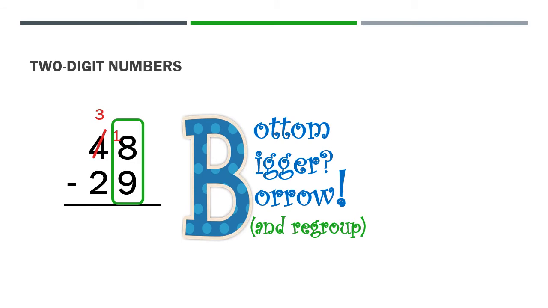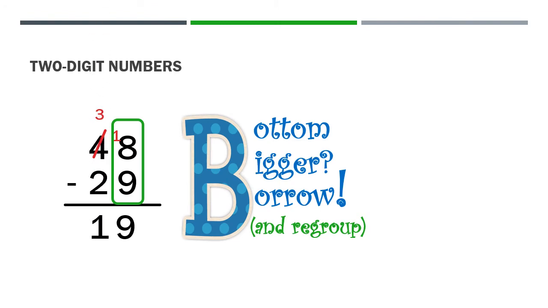So 18 minus 9 is a subtraction fact I know, and 18 minus 9 equals 9. So now remember that because I borrowed one of those tens from 4, I'm left with 3. So my subtraction problem in the tens place is now 3 minus 2. And 3 minus 2 equals 1.